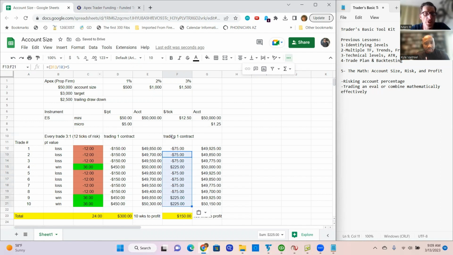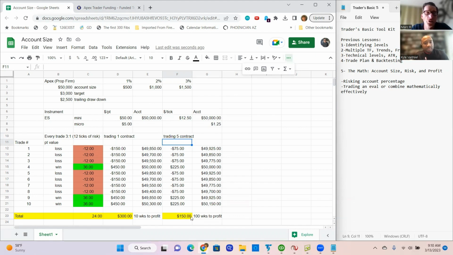So if for some reason you can't stomach risking $150 a trade, but you're comfortable risking $75 a trade, then maybe you switch to micros and you trade 5 contracts on the micros. And this is what your scenario looks like after 10 trades. This doesn't have to be 10 weeks, but let's say hypothetically you take 10 trades a week. After 10 weeks, you're $150 in profit. And again, this is assuming that this goes the same way every week. Okay, clearly that's not actually going to happen, but we can't do every scenario.